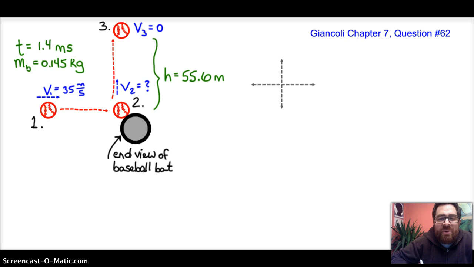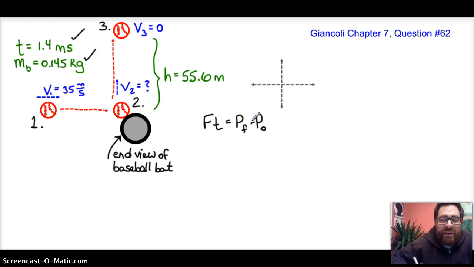Conceptually, when I look at this problem, I should immediately be thinking that this is an impulse momentum problem. How do we know that? Well, first of all, we're talking about time in the problem, and they're asking about average force. And the mass of the ball is given, and we can see that there's a whole bunch of delta v's going on here. So it has all of the trappings of an impulse momentum problem. So I'm going to go ahead and write that out. It's going to be force times time is equal to final momentum minus initial momentum.